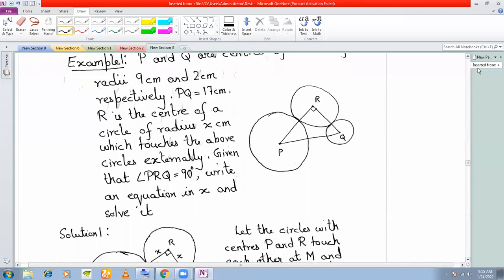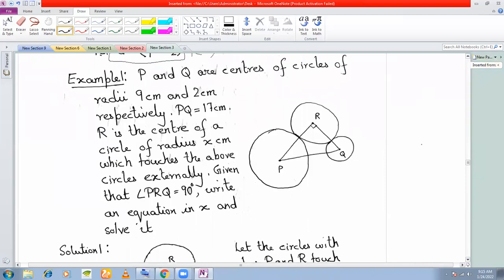The question here is, P and Q are centers of circles of radii 9 centimeter and 2 centimeter. Let's mark. So P and Q are centers of two circles. This is 9 centimeter given, and this is 9 centimeter given. And Q is another circle with center Q whose radius is 2 centimeter. So this is 2 centimeter, and this is also 2 centimeter. This is given. PQ is equal to 17 centimeter. That means this distance is given to you as 17 centimeter.